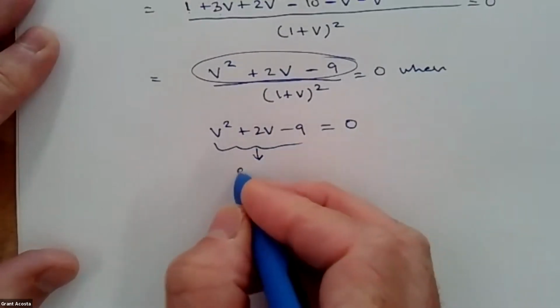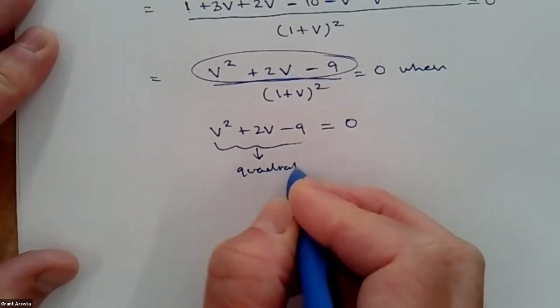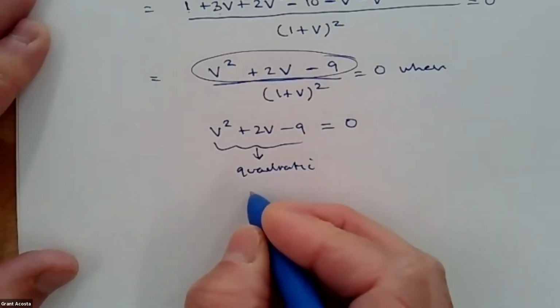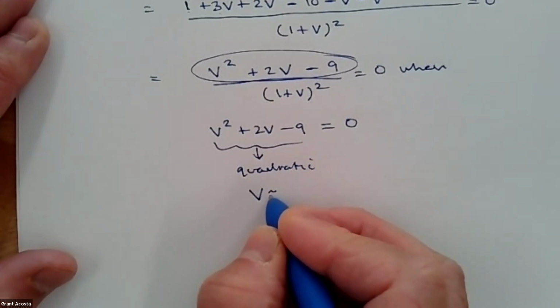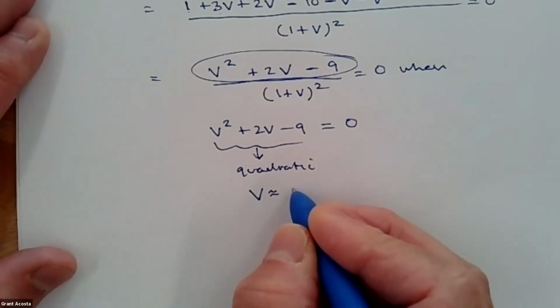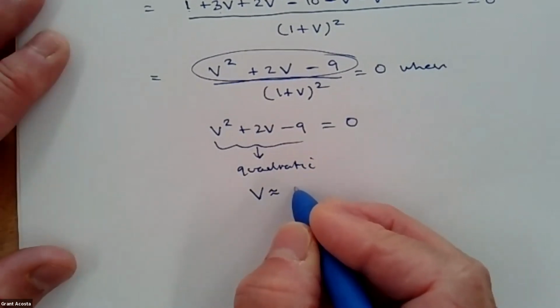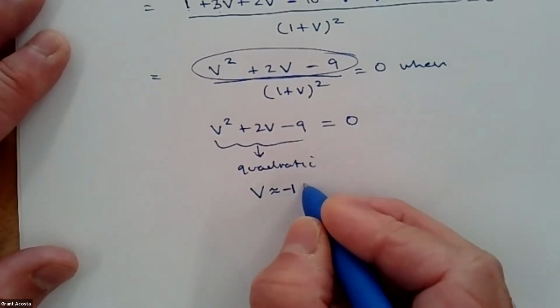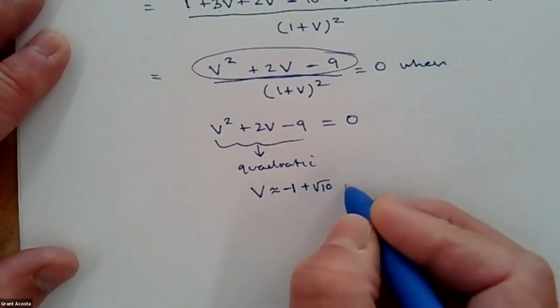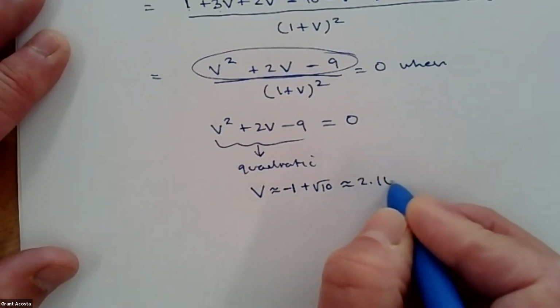So we're out of time here, and if you have to go, I totally get it. But if you use the quadratic formula, you end up getting one value of v that's approximately, I did it before class, -1 plus root 10, which is about 2.16.